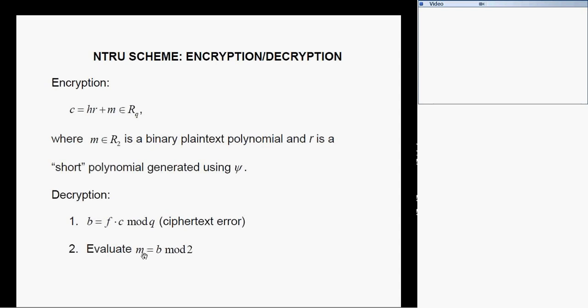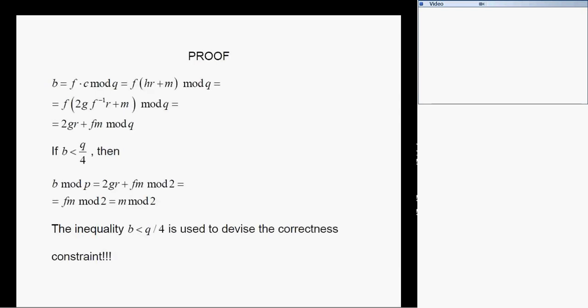result back. Let's look a little bit at the analysis, why this works and what happens on the back end. So let's first look at the ciphertext error expression. It's defined as the product of the ciphertext and the private key polynomial. Then the ciphertext polynomial can be written as HR plus M based on its definition. That's what was done by the encryptor.